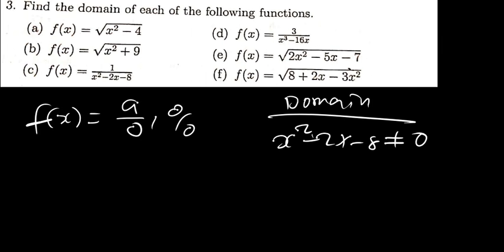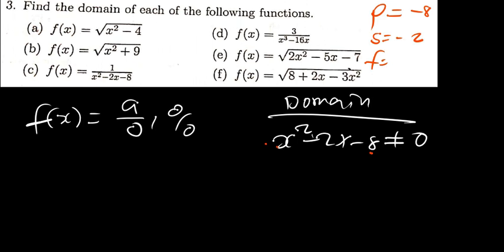What is the product? Product negative 16, sum negative 2. What are the factors? Not negative 16. Where are we getting negative 16 from? The product is negative 8. Okay, we are doing A times C. So 1 times negative 8 is negative 8. Sum is negative 2. Factors.